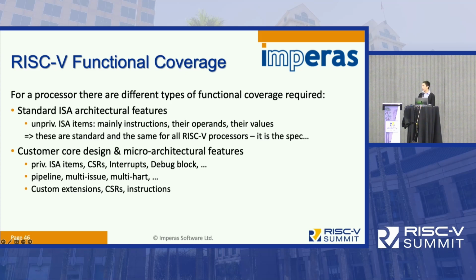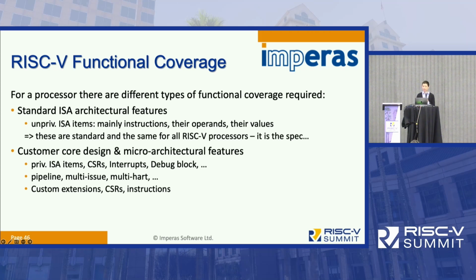Now, let's talk about functional coverage in the context of RISC-V. You can divide RISC-V processor functionality into two broad categories. The first are standard ISA features, which is mainly instructions, their operands, and the values of the operands. So for example, you might want to collect coverage to know that every register has been used for each operand of the add instruction, let's say. This type of coverage is common to all RISC-V processors because it's defined in the specification.